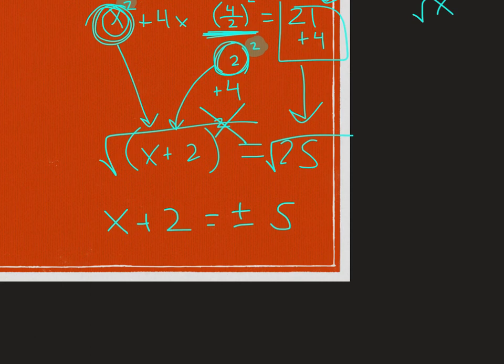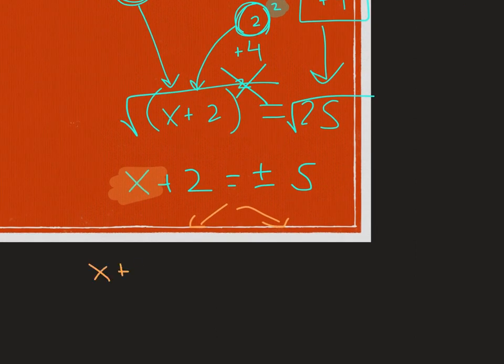Now from here we want to solve our equation for x. So we want to split this up into x plus 2 is equal to positive 5 and x plus 2 is equal to negative 5. So I'm just going to split it up into two equations. X plus 2 is equal to positive 5. X plus 2 is equal to negative 5. And now we solve for x.